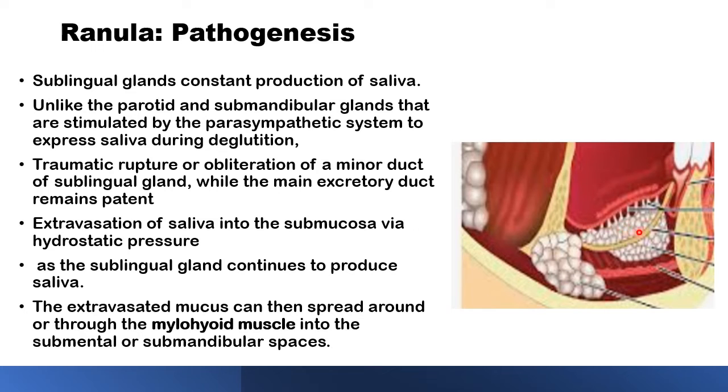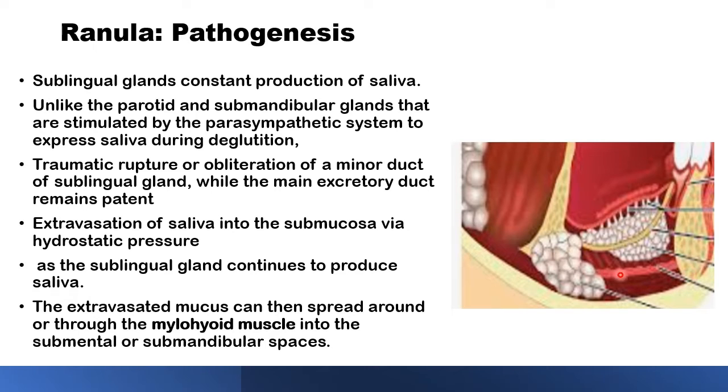The saliva from the lesser part of the sublingual gland drains directly into the oral cavity through these tiny ducts of Rivinus. There may be up to 20 of them, and a torn or an obstructed duct would lead to accumulation, extravasation of the saliva that is constantly produced by the sublingual gland under the surface of the floor of the mouth, the mucous membrane, and this would lead to the formation of the ranula.